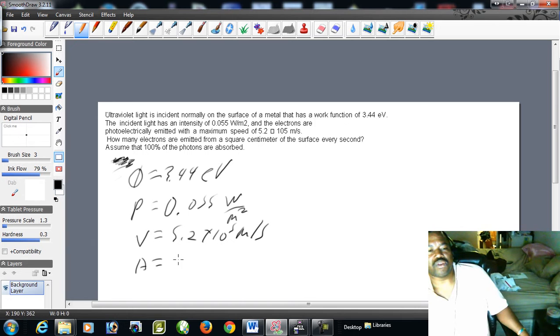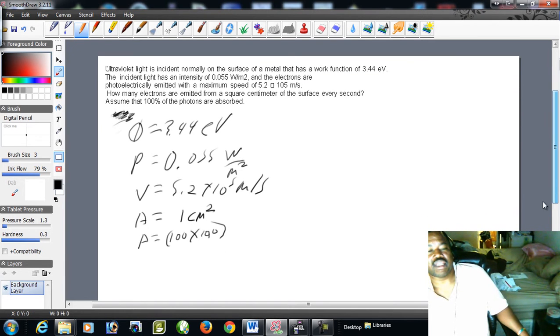Area is equal to 1 centimeter squared, which is equal to 100 times 100, since there's 100 centimeters. So therefore, in a meter, that tells you that this area is equal to 1. How many zeros do you see? 4 zeros, meter squared.